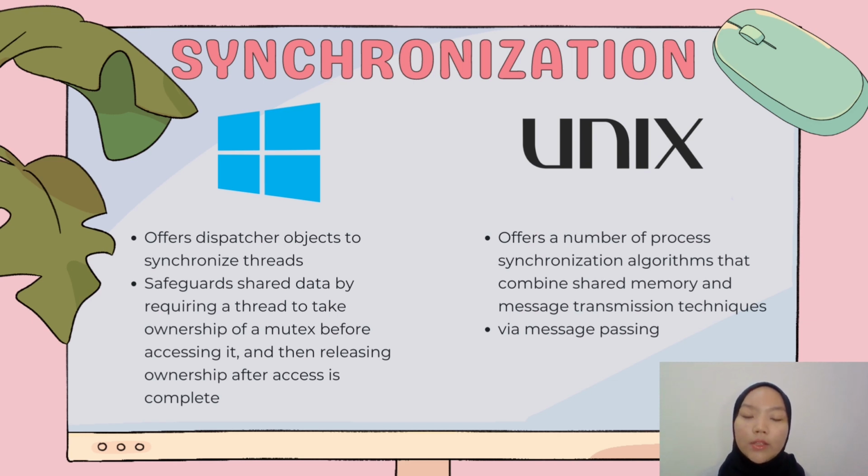On the contrary, Unix offers a number of process synchronization algorithms that combine shared memory and message transmission techniques. These mechanisms serve as a gateway for the transmission of messages between processes. Process synchronization via message passing is a natural solution in system topologies with numerous processes that do not share a memory unit.